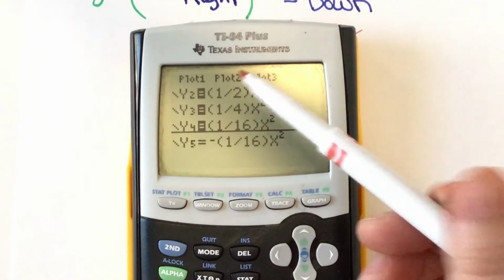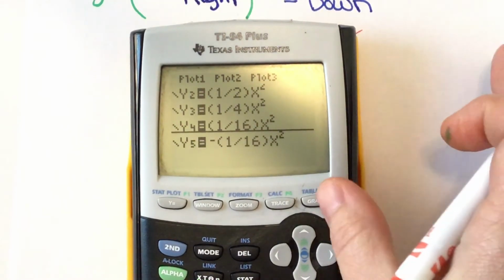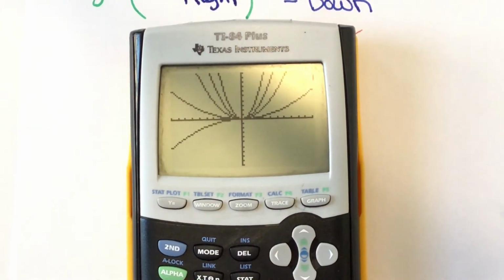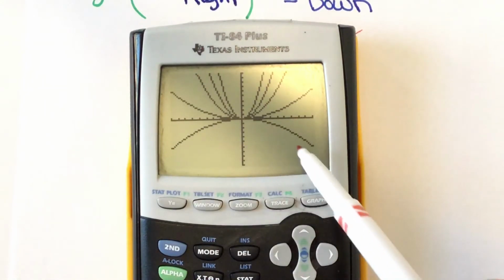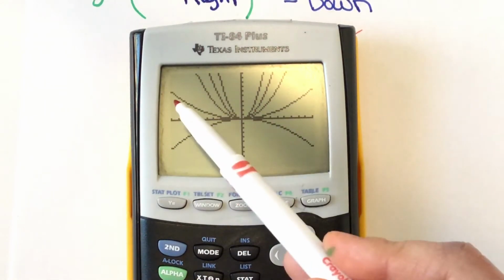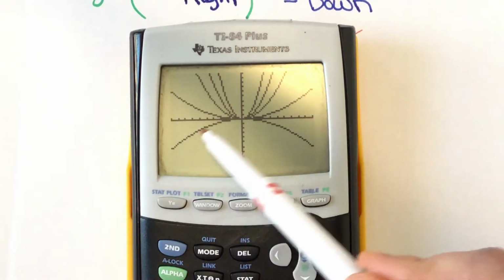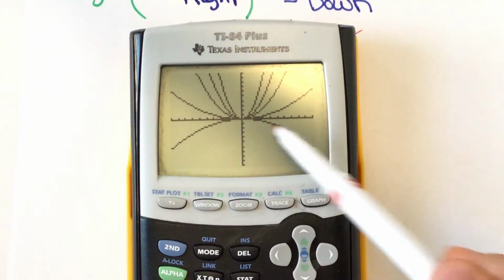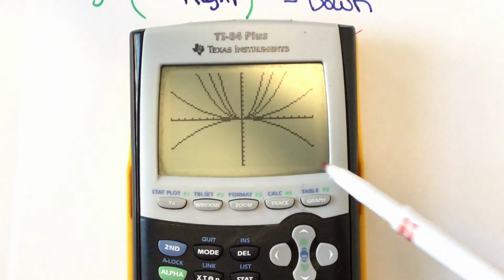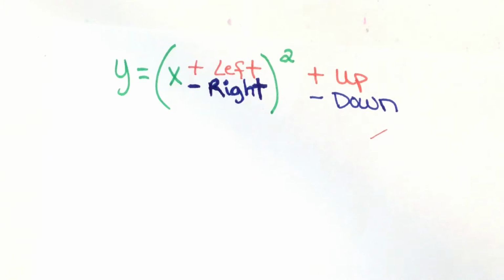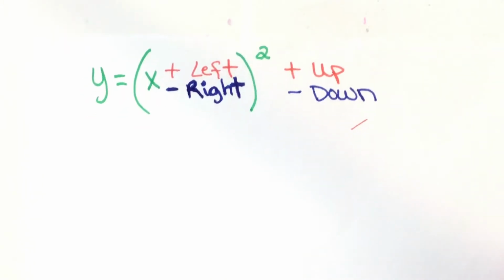And then I just want to remind you about the little negative in front. So the little negative in front, all it does is it reflects the graph over the x-axis. So it took this graph of the 1/16 x squared and it flipped it upside down. So it's called a reflection over the x-axis. Okay, so that is just me reviewing all the rules again.